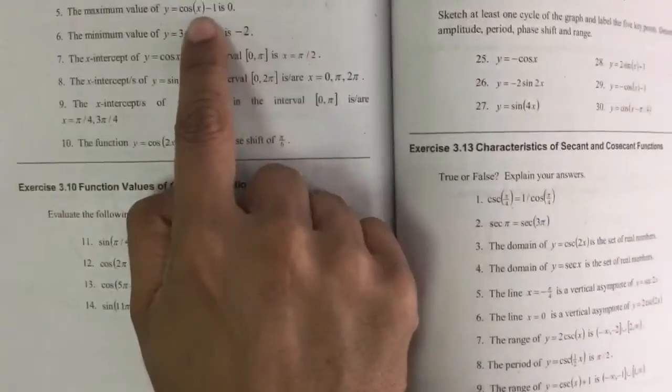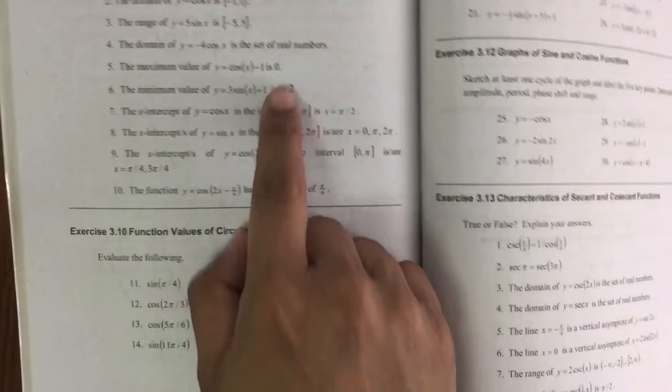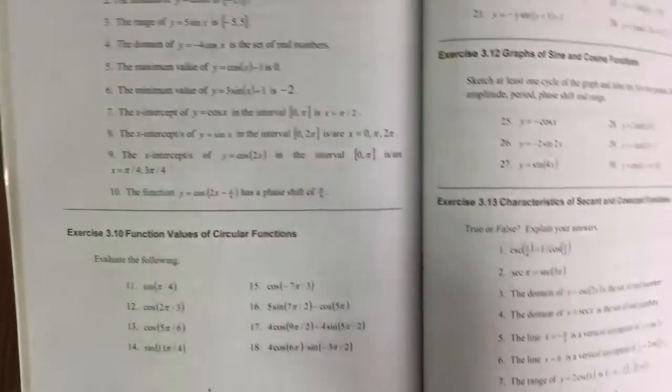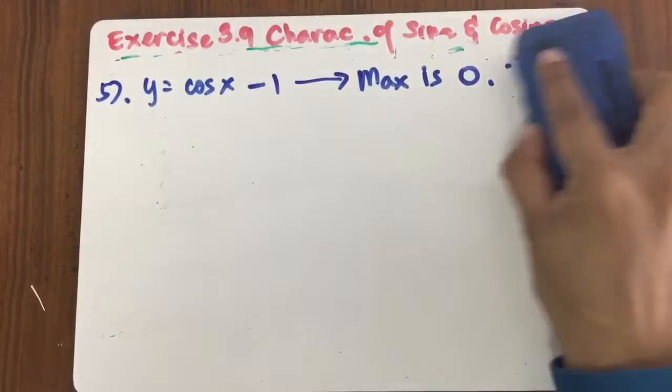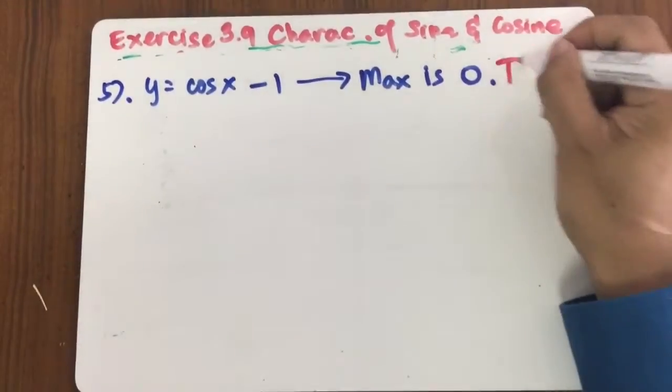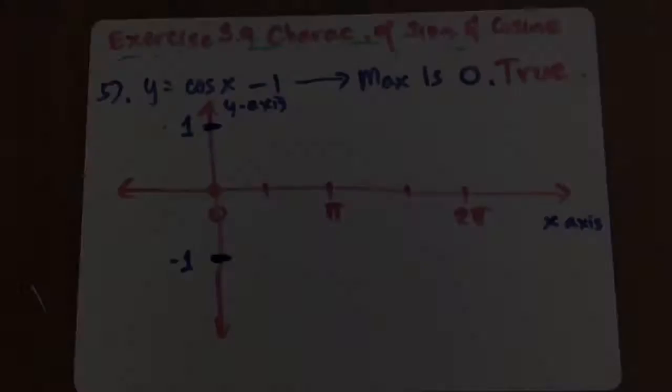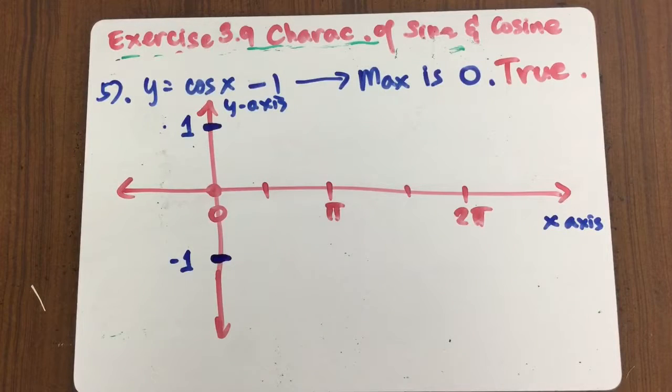Let us go to number 5. The maximum value of y is equal to cosine of x minus 1 is 0. Ito ba ay true or false? This is true. Let us sketch the graph of y is equal to cosine of x minus 1, and then from there, we can see kung bakit 0 ang maximum value ng ating function.